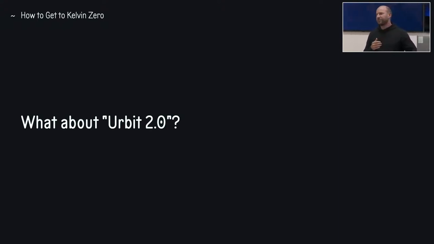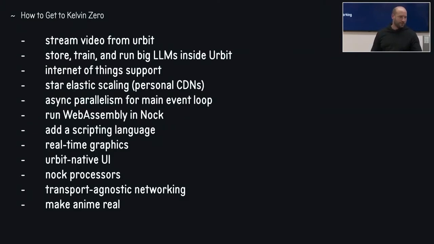Okay, so that's Urbit 1.0. What's Urbit 2.0? Right? We don't talk enough about this, I think. We're like, where are we going? And what are some things that you can do? What are some things that the system can do? What does Urbit, the system, even look like 10 years from now, 20 years from now, 30 years from now? So here are a few things.